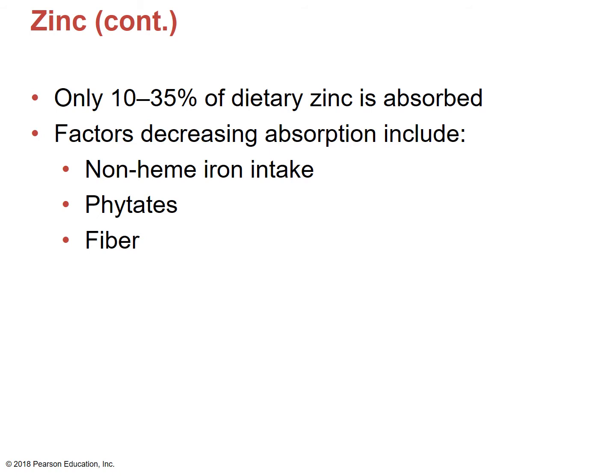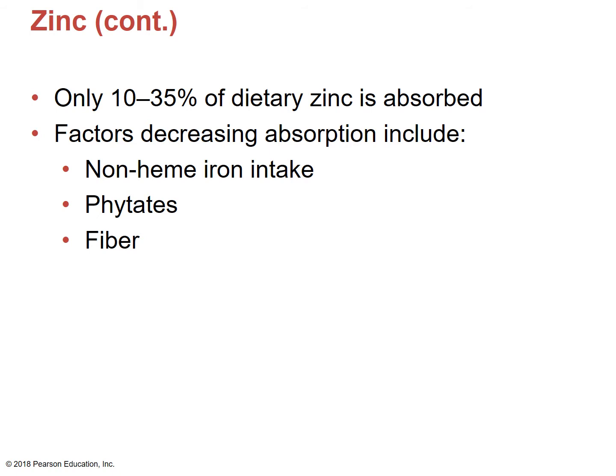Recommended intakes and food sources of zinc. Overall zinc absorption is similar to that of iron, ranging from 10 to 35% of dietary zinc. People with poor zinc status absorb more zinc than individuals with optimal zinc status, and zinc absorption is increased during pregnancy, childhood, and adolescence. Several dietary factors influence zinc absorption.